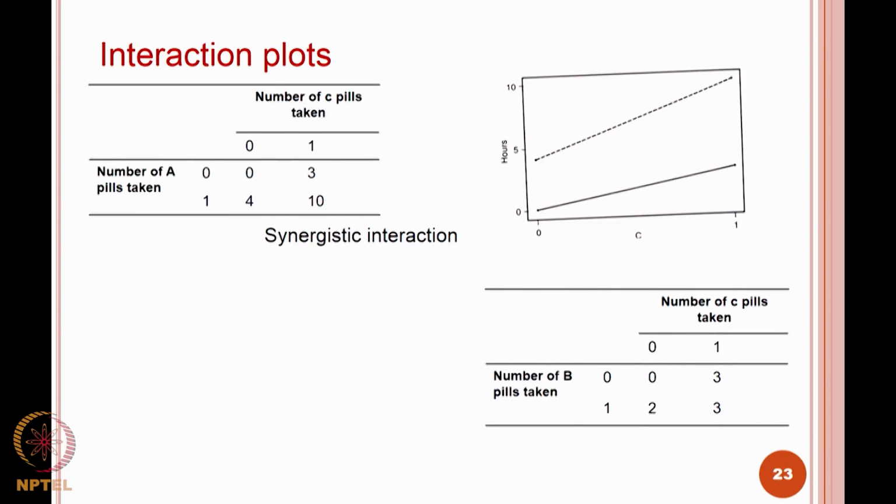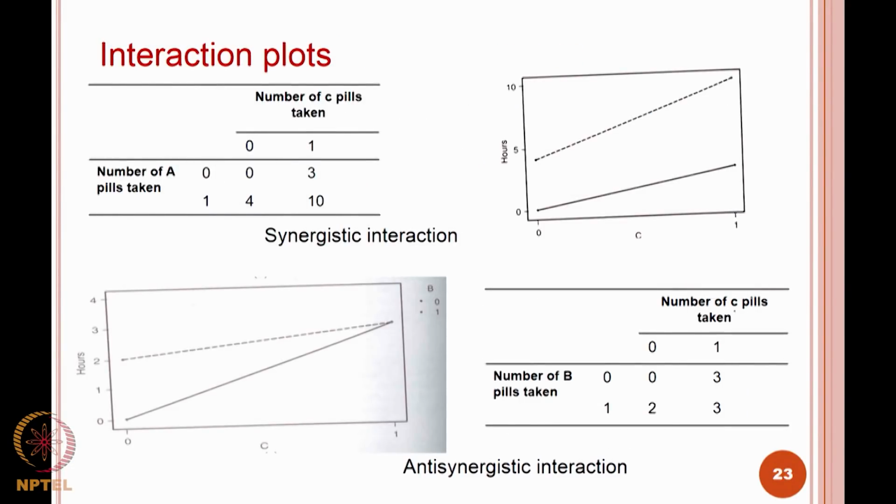You can also have an anti-synergetic stuff. If you see here B, if I take B alone, it is suppressing for 2 hours, and if I am taking C alone, it is suppressing for 3 hours, but if I take both of them, it is still suppressing only for 3 hours, which means the effect of C overtakes the effect of B. So, that is anti-synergetic, meaning there is no use of having B. B is insensitive.